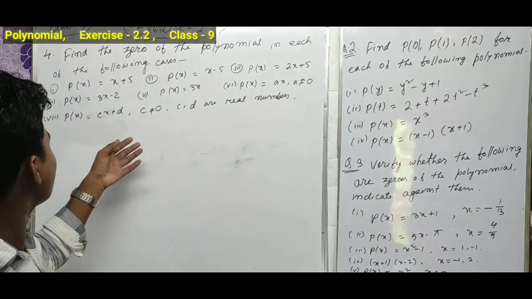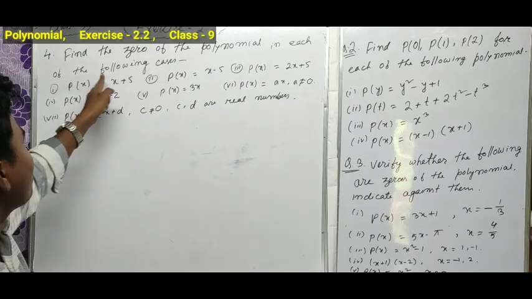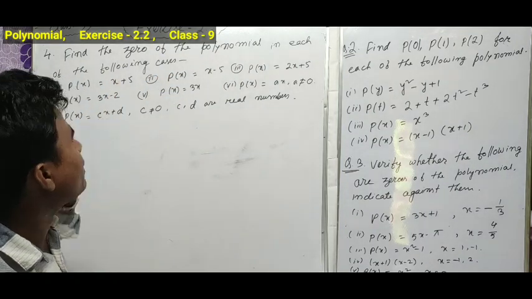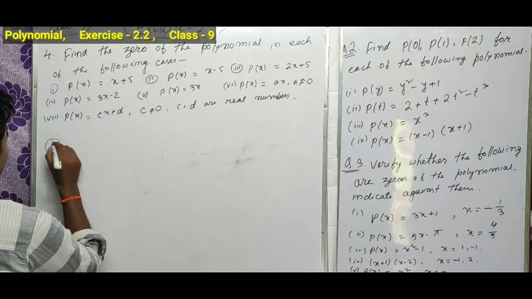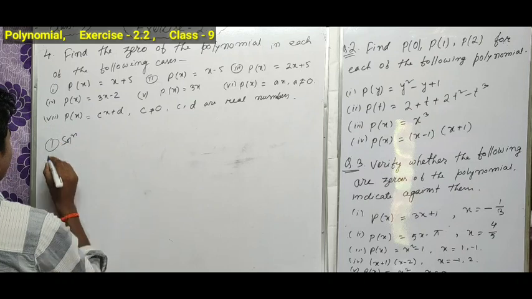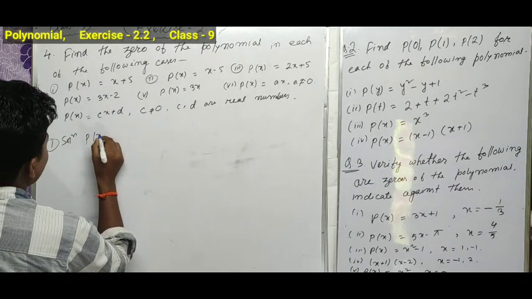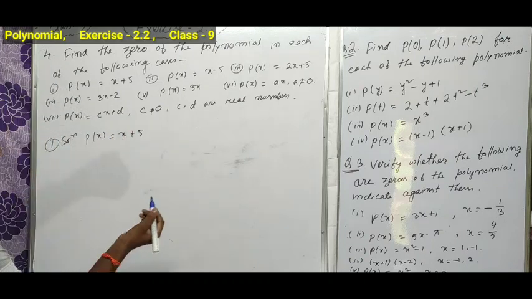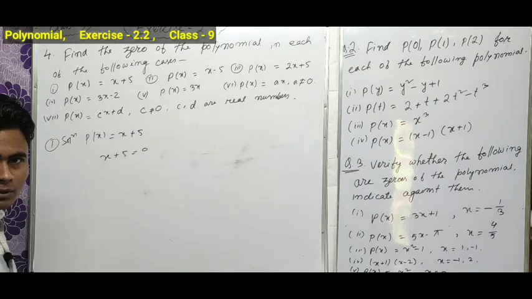So the next question is: find the zeros of the polynomial in each of the following cases. In each of the following cases you have to find the zero of the polynomial. See question number 1. Question number 1 solution we will do now. You can see Px equals x plus 5. Can we write it like this, x plus 5 equal to 0?